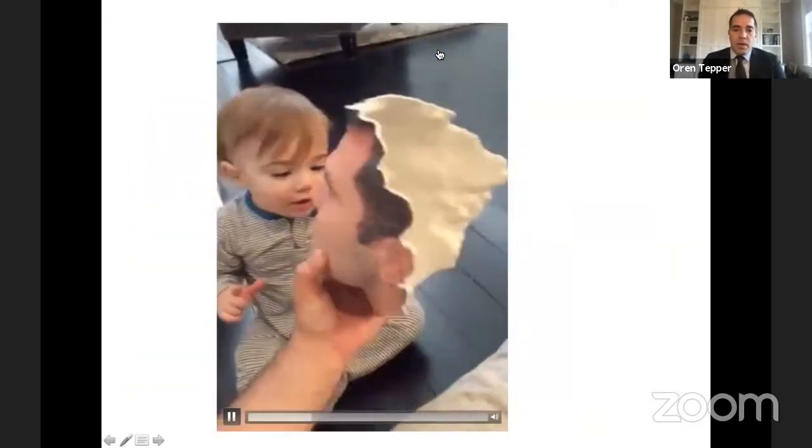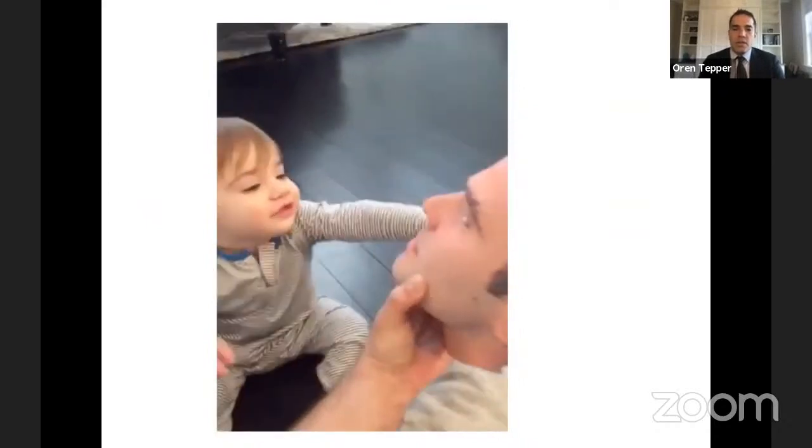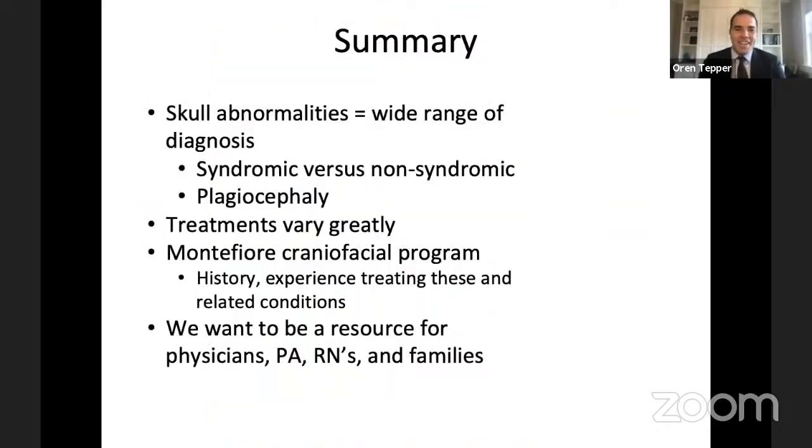When we're not using it in the operating room, this is how I got my son to say dad first, so I could be home when I actually wasn't. So it's got lots of uses.